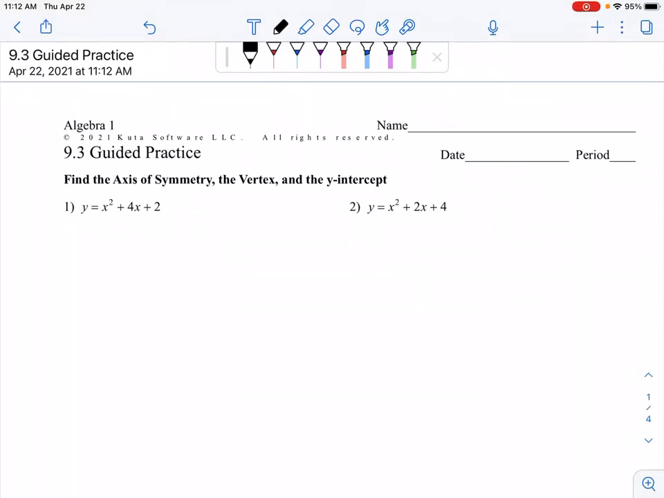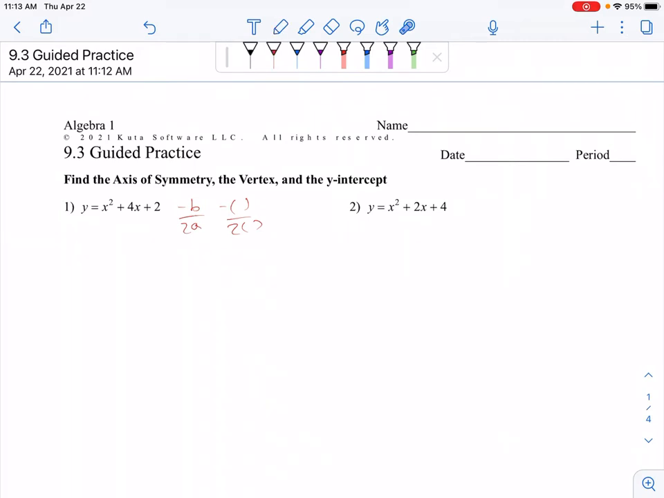We are going to take a look at 9.3. We're just adding one more piece on to what we were working with in 9.2, which was finding the axis of symmetry. So we're going to use our formula, negative b divided by 2a, or we've been writing it as negative parentheses over 2 parentheses, and then we can fill in our a, b, and c. So that'll be for our axis of symmetry.